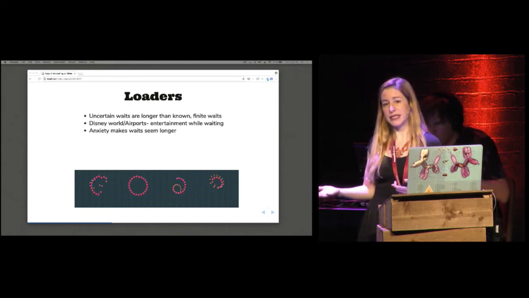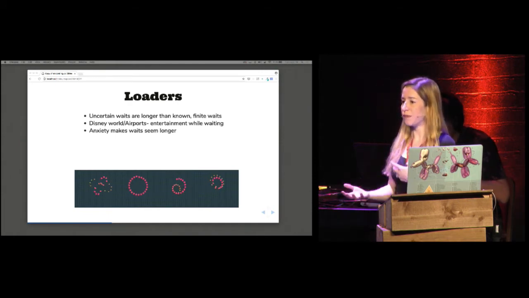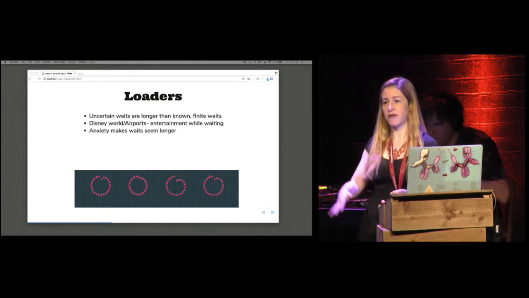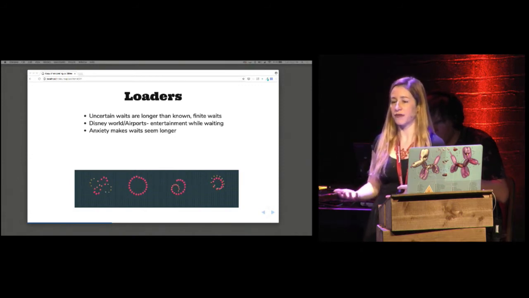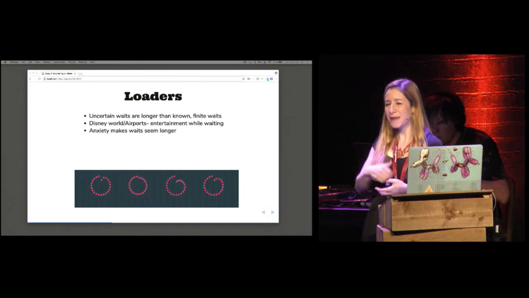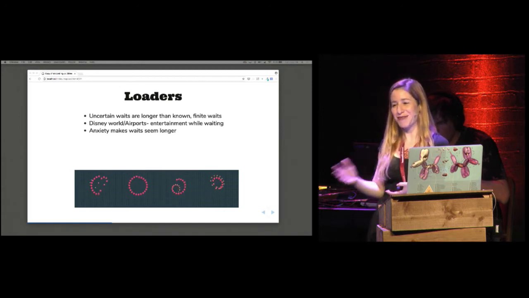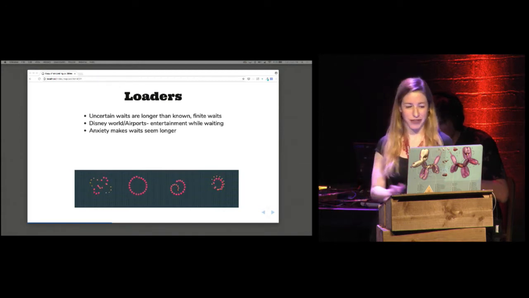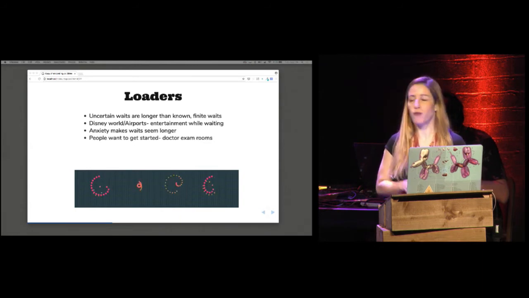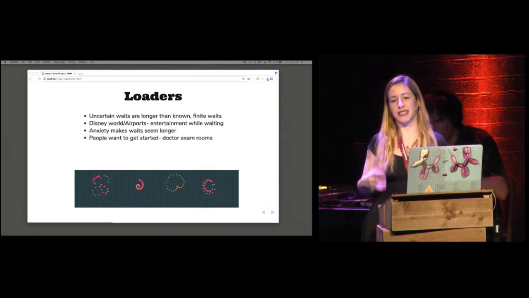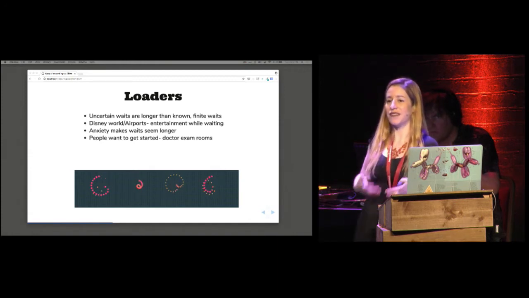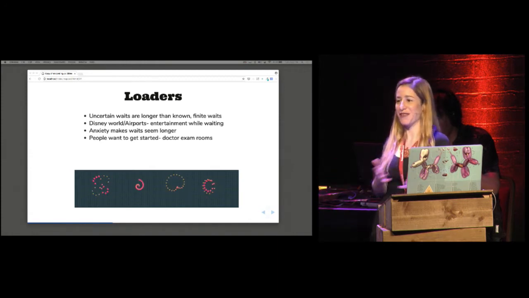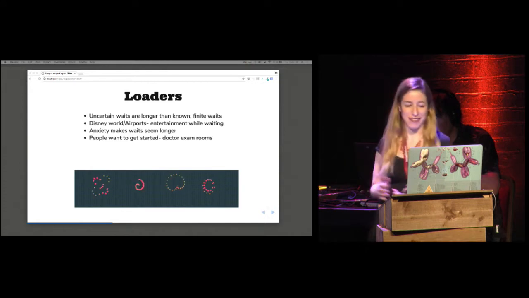Anxiety makes waits seem longer, so anytime you can let people know, yes, we got your credit card information, we're processing it, please wait, that kind of stuff is really helpful for your user because it reduces stress. Putting your credit card info on a website is always a little bit stressful for your user. People want to get started. That's why doctors bring you into an exam room before they're ready to see you, because people feel like they're already on the journey of seeing the doctor, even though they're waiting for another half an hour in that room or something.